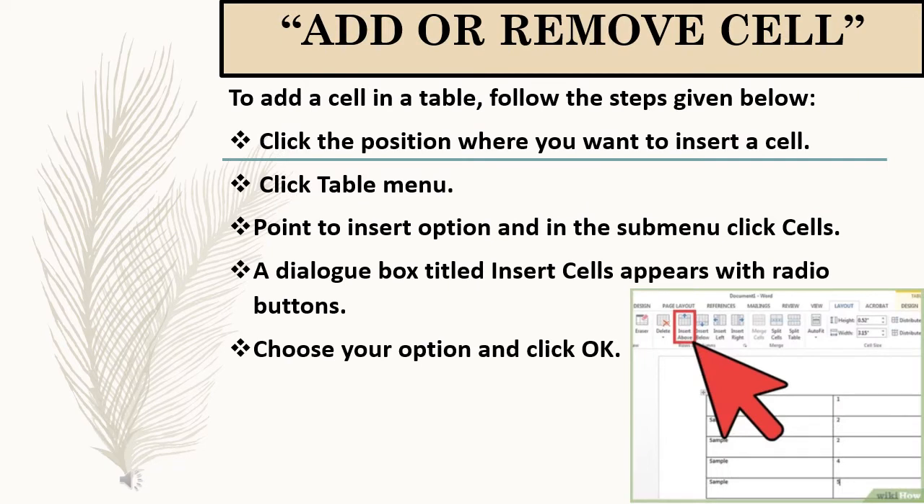Add or remove cell. To add a cell in a table, follow the steps given below. Click the position where you want to insert a cell. Click the Table menu. Point to the Insert option in the submenu. Click Cells. A dialog box titled Insert Cells appears with radio buttons. Choose your option and click OK. Similarly, rows and columns can be inserted in a table.